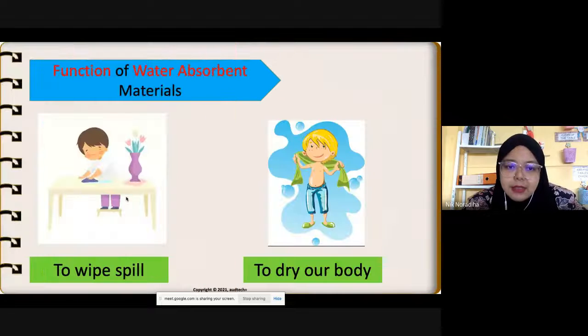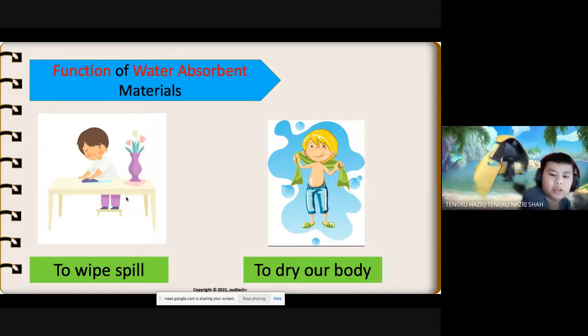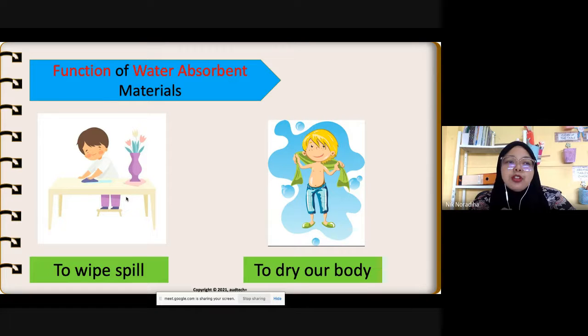For example, the function of water absorbent materials: your kitchen towel or your body towel that you use every day. A kitchen towel we can use to wipe the spill on the table. For your body towel, what do you use it for? To dry our body. When you wake up this morning and take your bath, after you're done, you need to dry your body using your towel. So this is some of the function of water absorbent material.